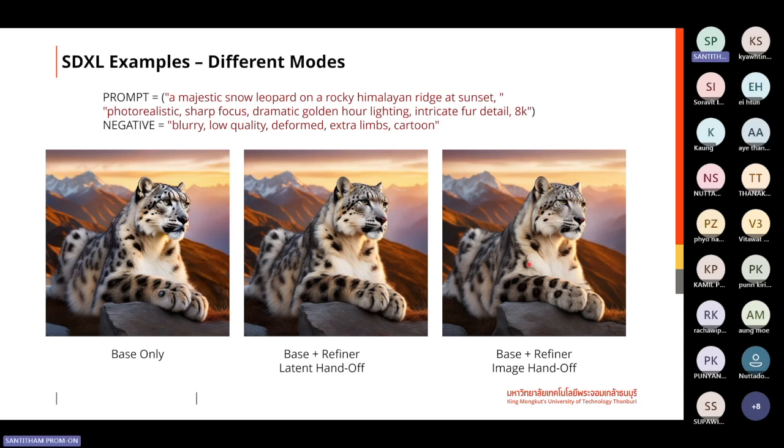Putting the image to the refiner results in an image that looks like this. Very similar though, as you can see.